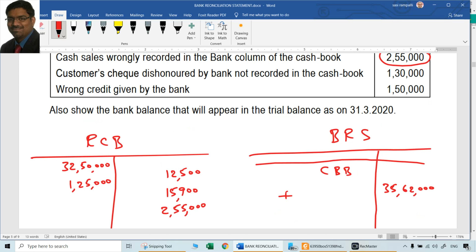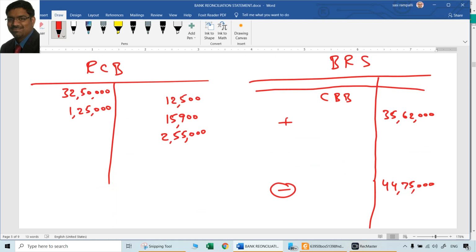Then customers' checks dishonored by the bank, not recorded in the cash book. See, when the customer checks are dishonored, customer checks means we received the checks. We deposited them and already debited the cash book, but they are dishonored. When dishonored, we should have credited the cash book, but we have not yet recorded that. Now we can record that. 1,30,000.